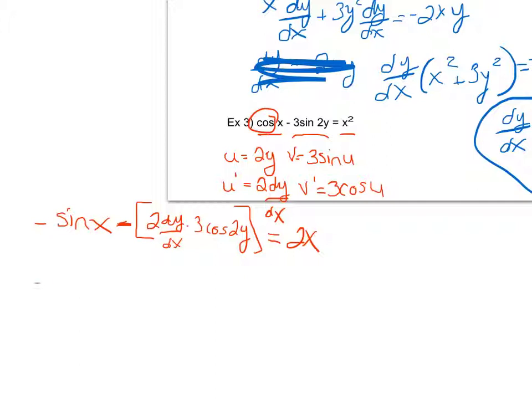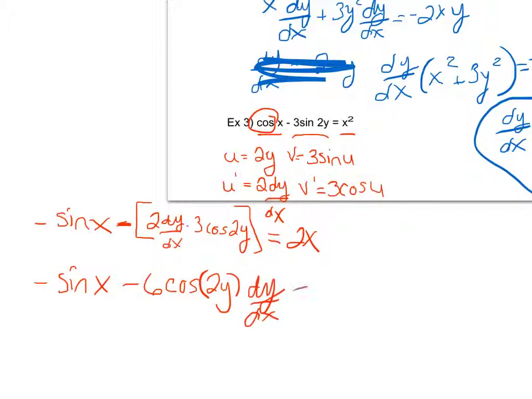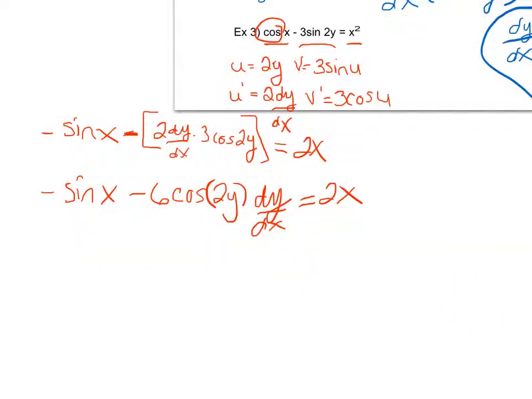Cleaning this up a little bit, I get negative sine of x minus 6, multiplying my 2 and my 3, cosine 2y, I'm going to put parentheses around that to show I'm taking the cosine of the 2 and the y, dy dx equals 2x. From here I can use some basic algebra to get dy dx by itself.